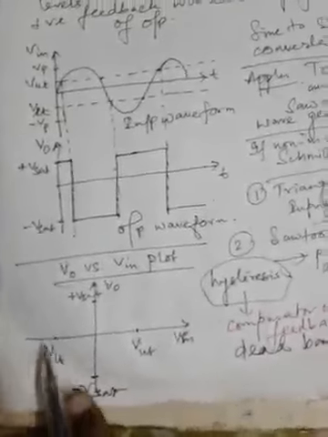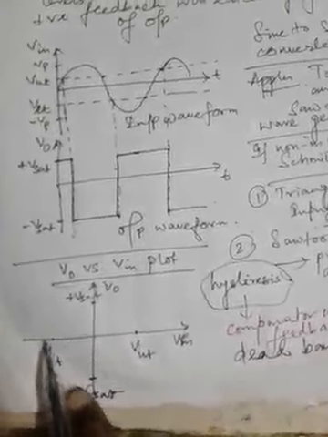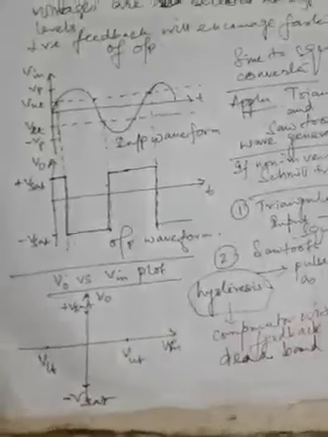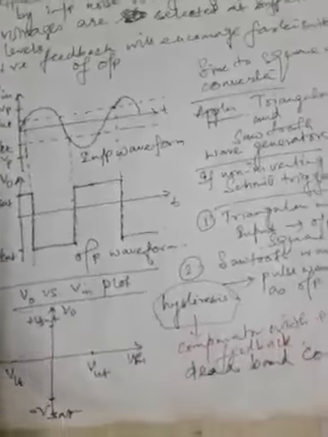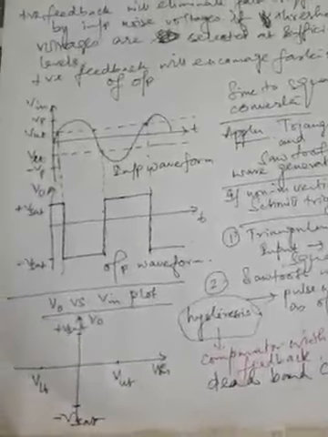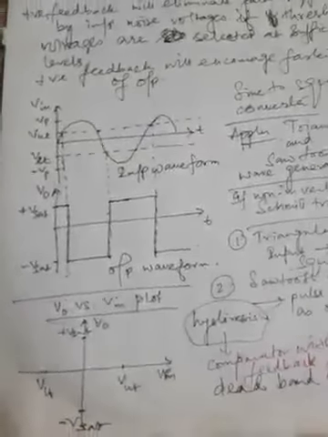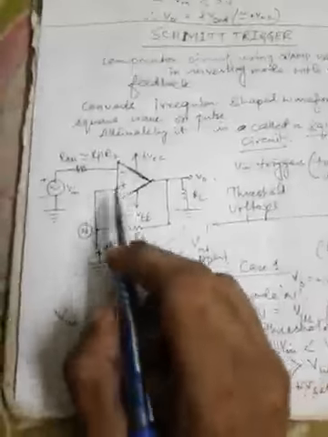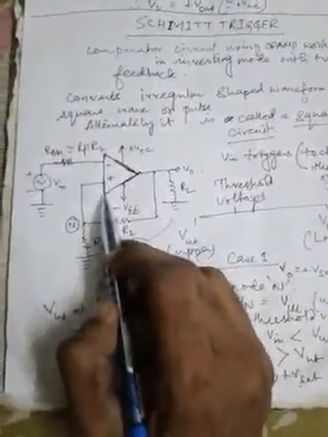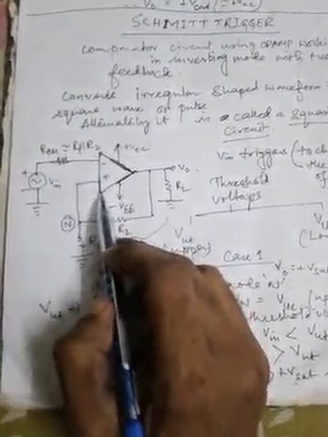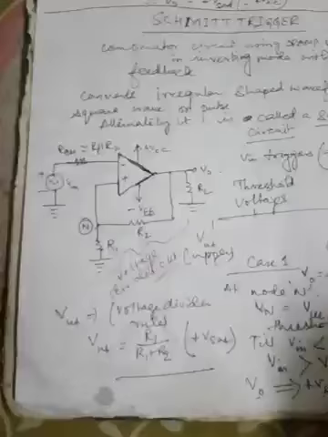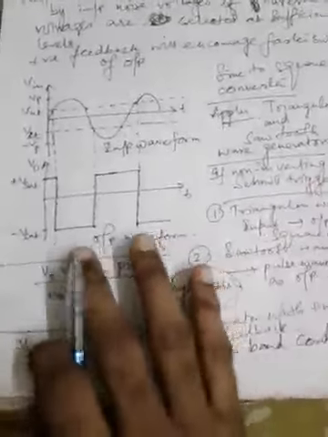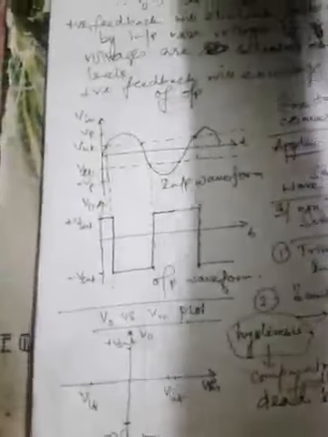So VLT is shown in the negative part of the x-axis, and VUT in the positive part of the axis. So now we have four voltages marked in this plot. Now we can see that when the input of the comparator exceeds VUT, that means, once again go back to the circuit, Vin is greater than VUT. That means voltage at the non-inverting terminal, the output should be at negative saturation. So output switches from plus Vsat to minus Vsat.